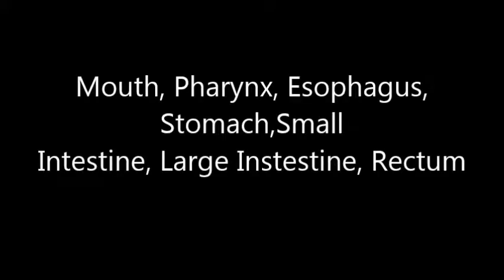Let's get started. The human digestive system is made up of many organs. These organs include the mouth, pharynx, esophagus, stomach, small intestine, large intestine, and rectum. Digestion starts in the mouth. You break down food by chomping and chewing in your mouth. The mouth makes saliva or spit, and saliva has chemicals that break down part of the food.